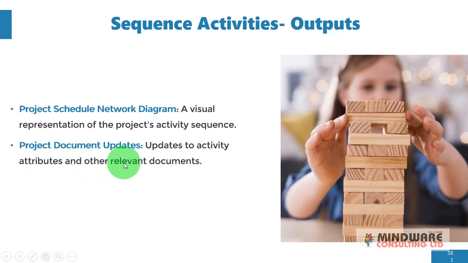Next is the project document updates. Here we have updates to activity attributes and other relevant documents. Like I said, activity attributes are the characteristics of each activity. These characteristics help us to know how important or influential that particular activity is, and its dependencies, of course. They also help us to update the documents that have to do with each of the activities, the information about those activities.